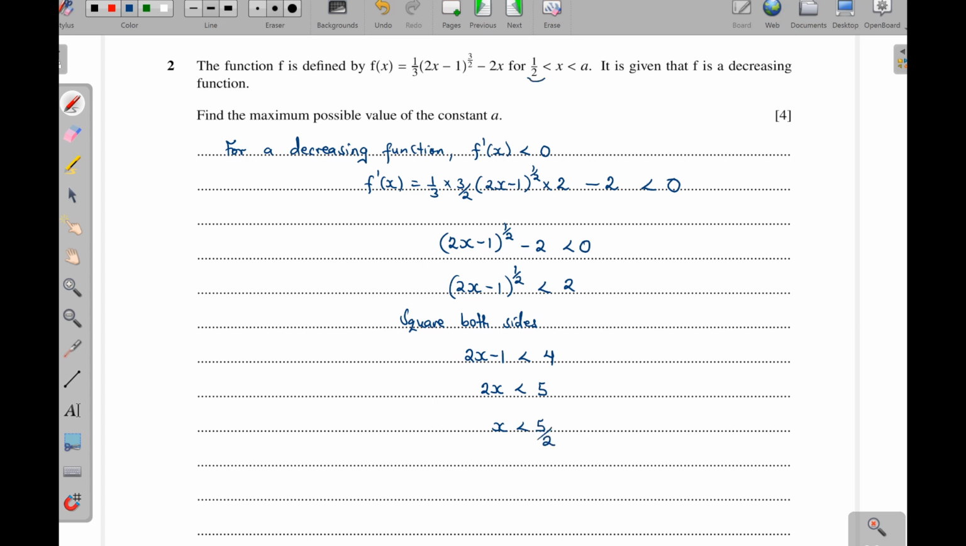Now if they give us a half less than x, then x is less than a. This simply implies that your a is going to be equal to 5 over 2. As simple as that. So the x values have to be greater than a half, but less than this one here. So don't you think the a falls in here? So that is that.